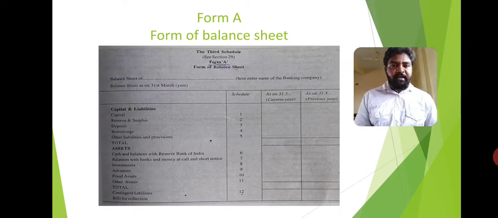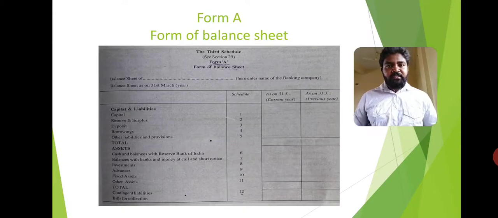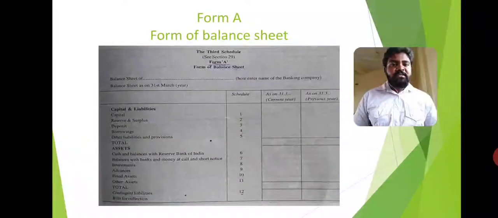Now come to schedule number 3. Schedule number 3 is deposits. Deposits, savings deposits are there, and term deposits, and also here sometimes we need to consider deposits of branches in India and also deposits of branches outside India. Okay, see, all the deposits we need to consider in schedule number 3.